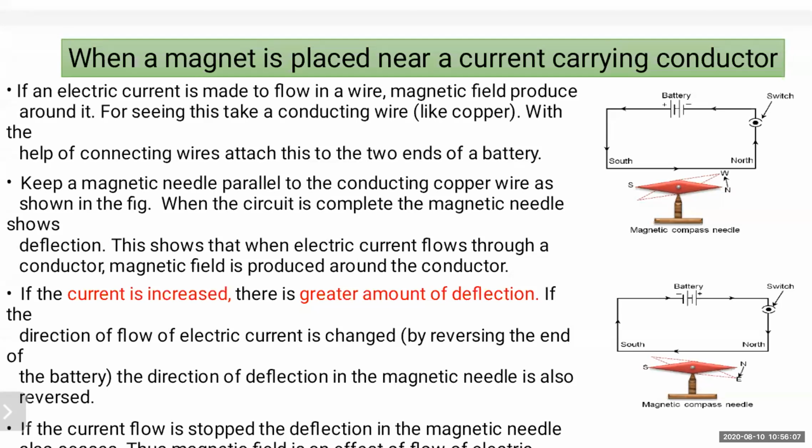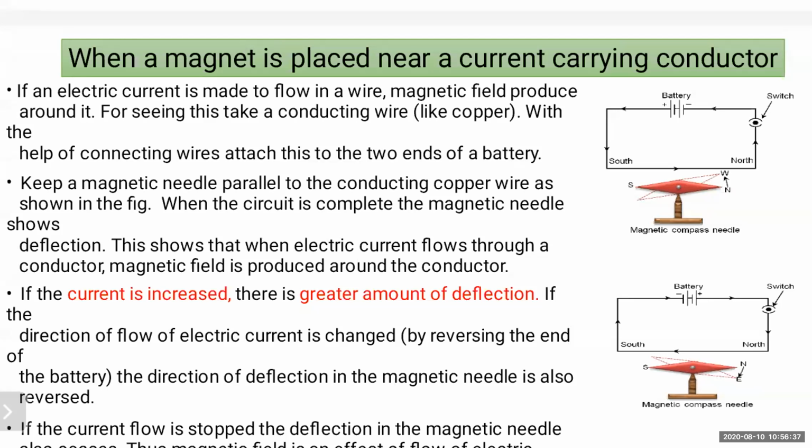Now if the electric current is made to flow in a wire, there is a circuit. Connect the circuit as shown in the figure. Connect a copper wire, the current is flowing here. For seeing this, take a conductor wire, this is the copper wire. Now, with the help of connecting wires, attach the two ends of the battery. So the circuit is completed.